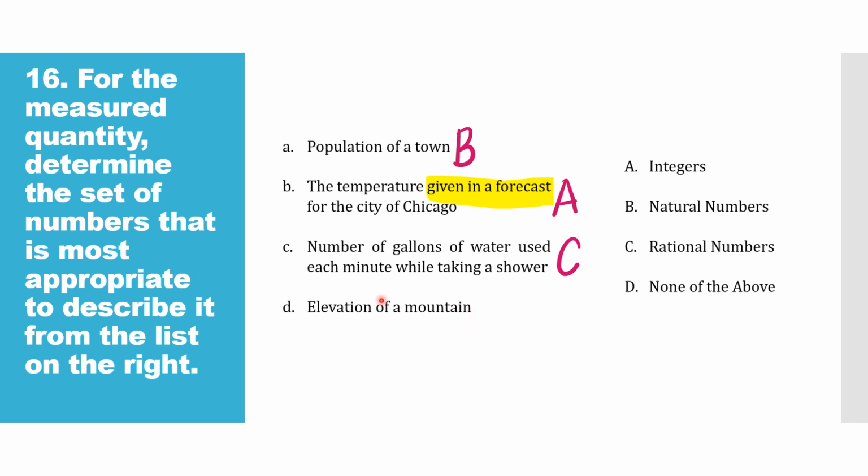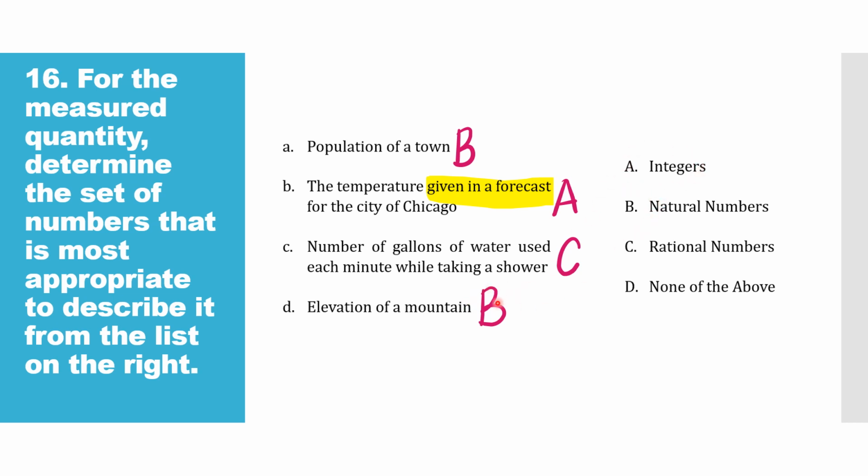All right, and then the elevation of a mountain. I thought a lot about this one, probably too much. It's really not that serious. But I did some Googling and looked up the elevation of Mount Everest or the elevation of Denali. Whenever they report the elevation of a mountain, it's always a positive whole number. They're not saying it's 1,000.35 feet. Does that make sense? I think it makes sense. So for the elevation of a mountain, in my opinion, I would go with the natural numbers.